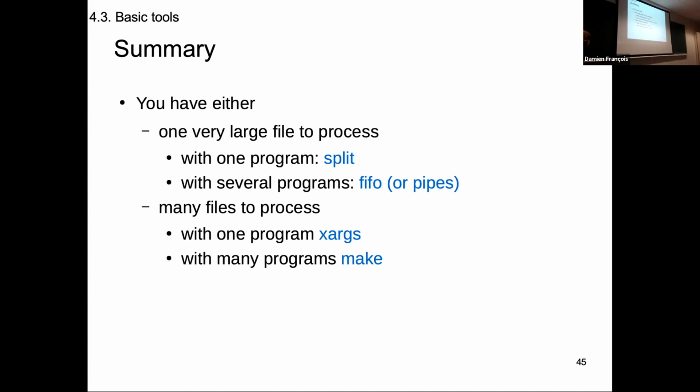And if you have many files to process, you can use xargs if you have only one program that needs to process all the files, or you can use make to use multiple programs on multiple files. And the nice thing to remember is -j for make or -P for xargs will automatically use multiple CPUs to process the files. Any question about this?